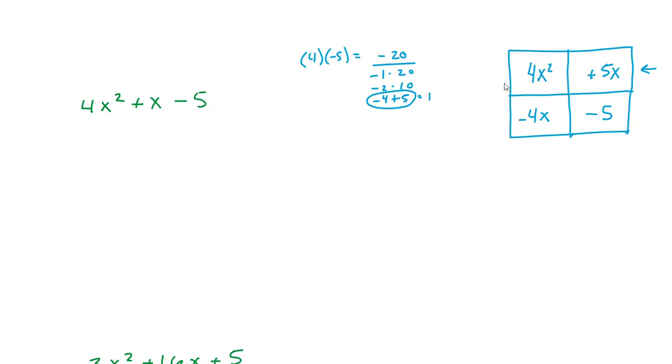Common factor in the first row is x. Common factor in the second row is, well, they have nothing in common except that they're both negative, so -1. First column, the common factor is 4x. Both have a 4, they both have a 1x. Second column, the common factor is 5. One's positive, one's negative, so we just say +5. We don't say there's a common factor of -1. And so my factors are, in red, x minus 1, 4x plus 5.